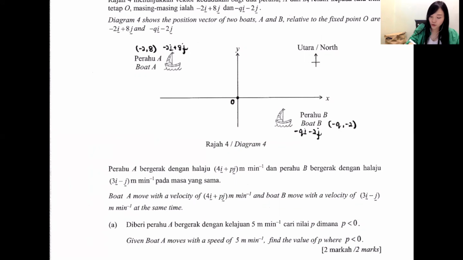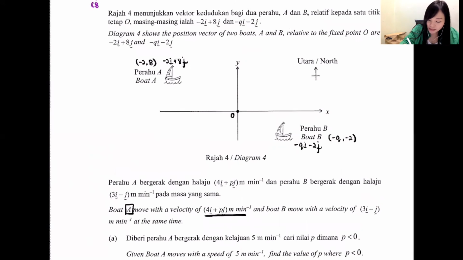So next they say boat A, my dear. Boat A is the left side top one. So this boat A will move with a velocity of this. Okay, velocity means speed. Okay, so guys, this boat A, okay, right for you.